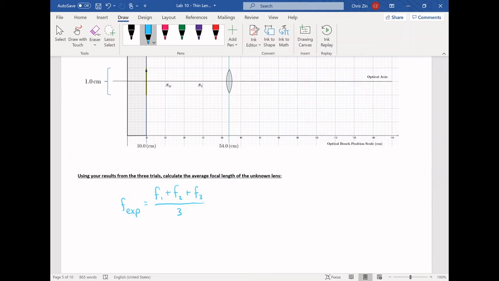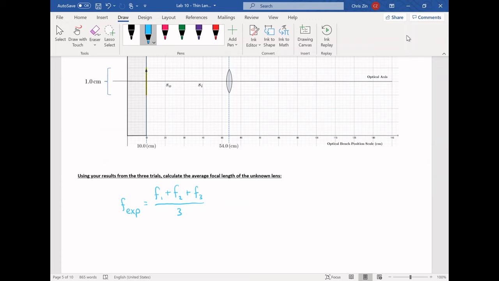Note that the lens itself did not have a focal length labeled on it. So even to me, the focal length is unknown. For this reason, I don't have a theoretical or an actual value to give you so that you can do a percent difference. But do keep in mind that I have done the experiment, so I do know what the answer should be for the experimental focal length of this unknown lens.